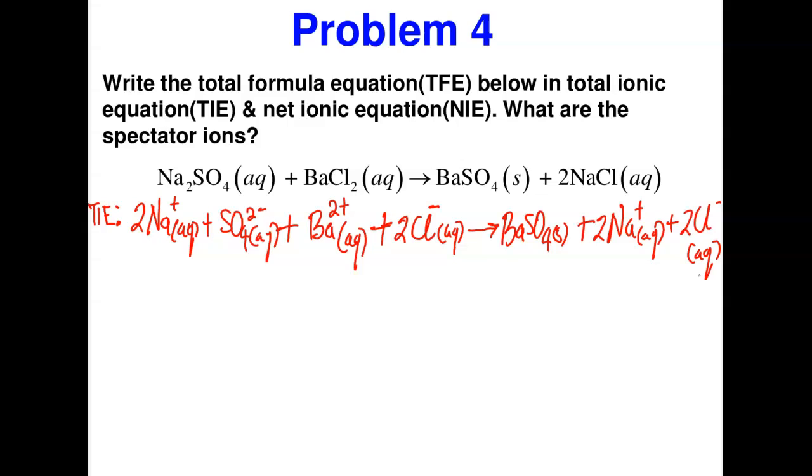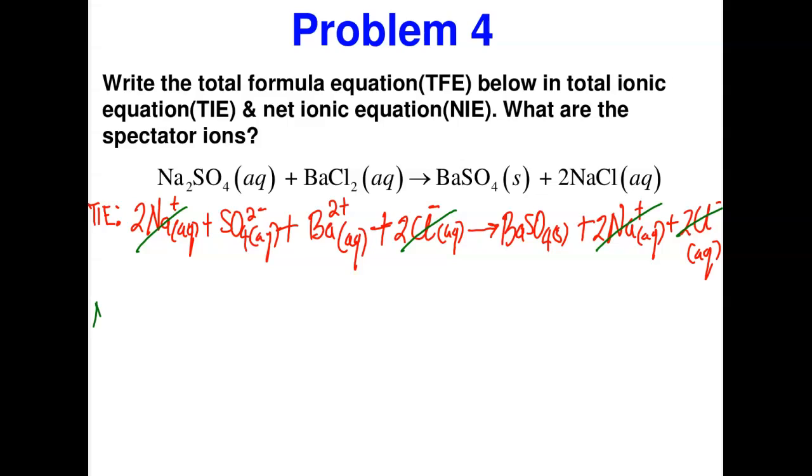The next thing is to take off those things that occur on both sides. There is sodium here occurring as sodium aqueous, so we're going to take it off. It's a spectator ion. Sulfate is not existing as an ion here. Barium is not existing. But we have chloride existing on both sides. We're going to strike it out again.